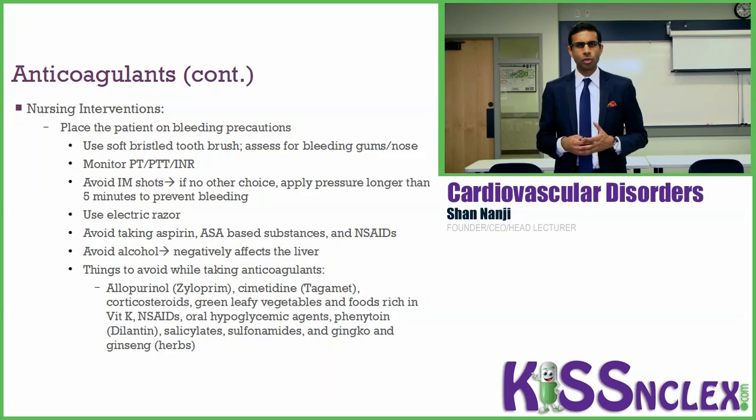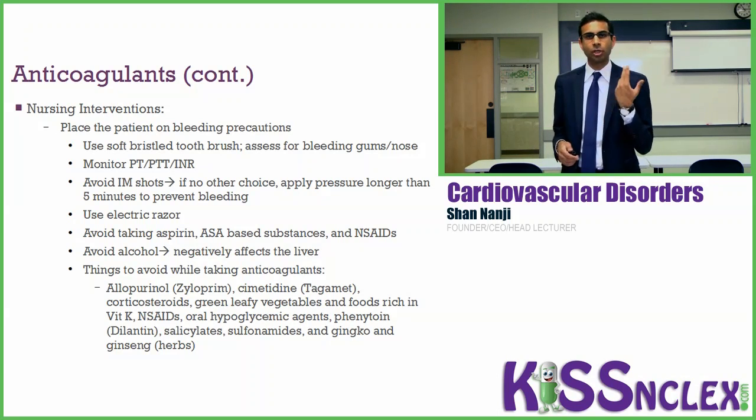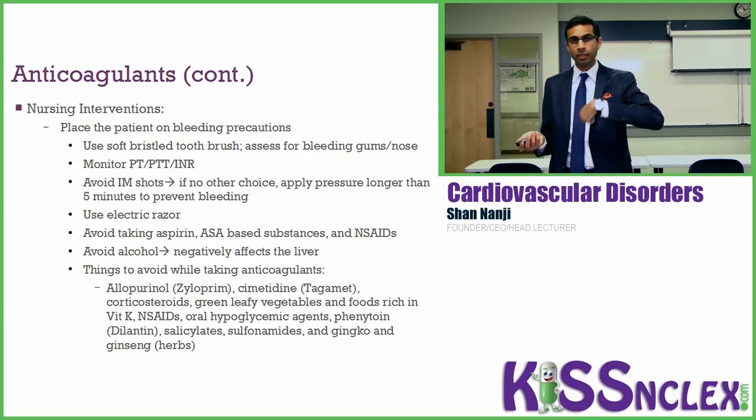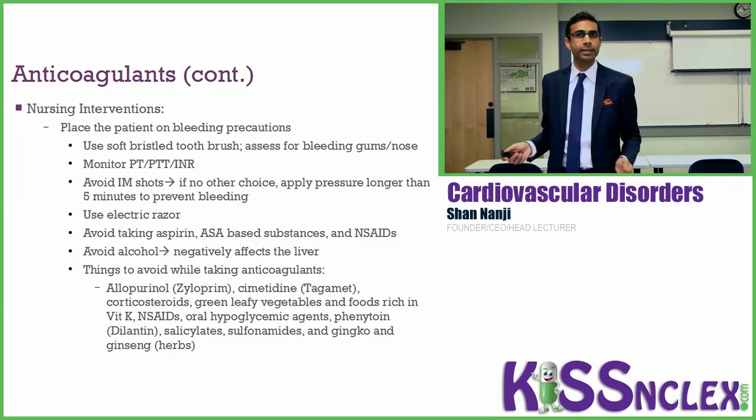So nursing intervention. What are you going to do to prevent the side effects of these medications if somebody's on an anticoagulant? Your goal is to prevent bleeding, right? So you're going to place them on bleeding precautions, such as a soft bristle toothbrush, so they don't cut up their gums and start bleeding, because we're not going to be able to clot, right? Because we're using anticoagulants. If they start bleeding, they're going to keep bleeding, and we don't want that, right?